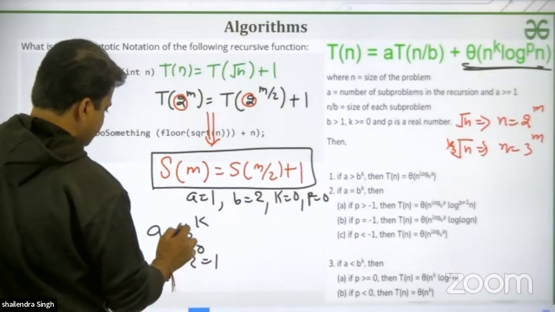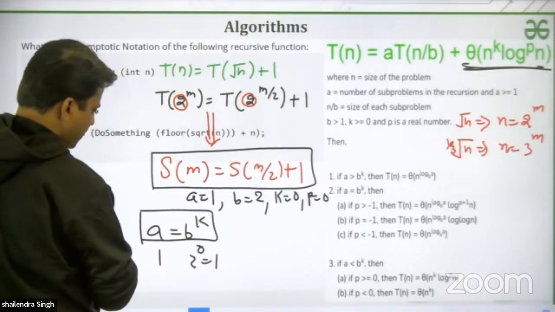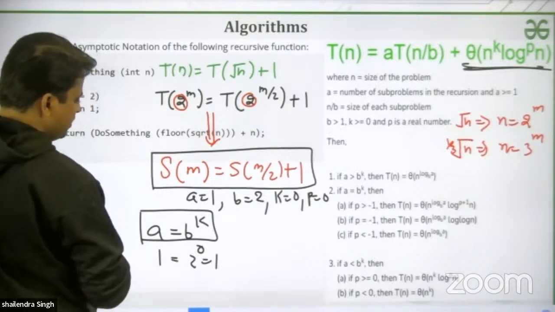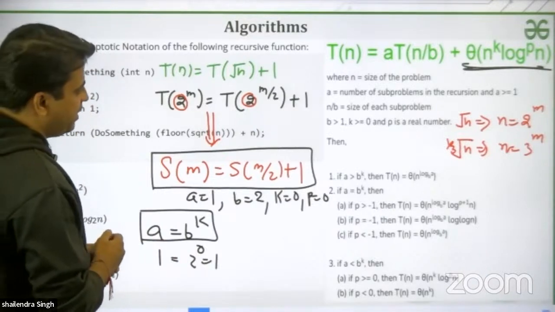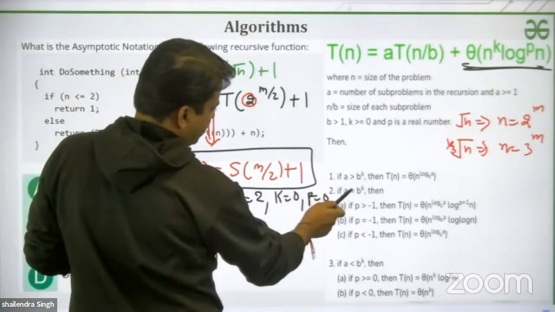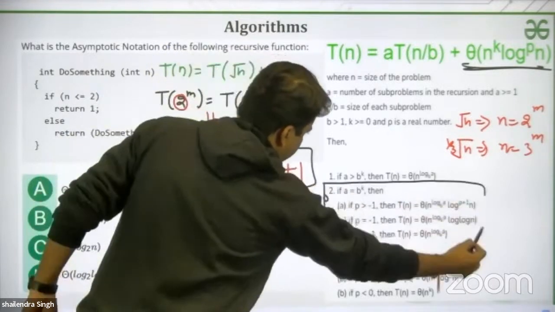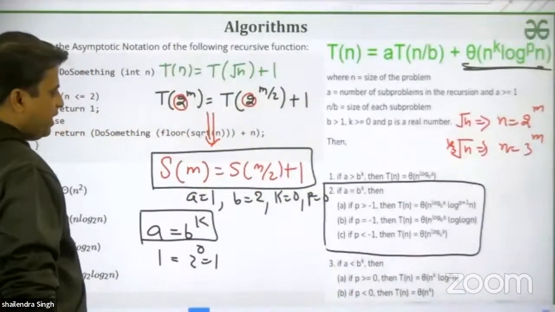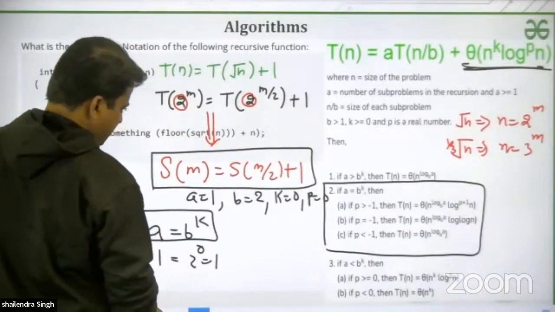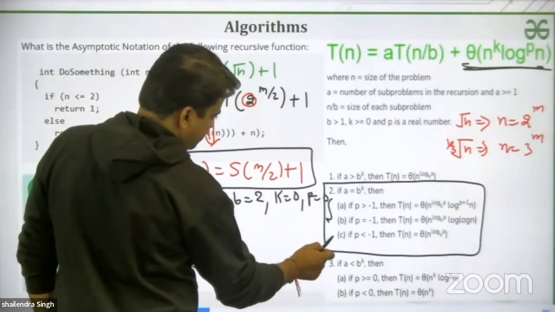So what is the relationship? A equals to b to the power k. There are 3 cases. A greater than, A equals to b to the power k. This is case 2. Dear student, this is case 2, it is written here. Okay. A equals to b to the power k. Then 3 sub cases. Again there are 3 sub cases.